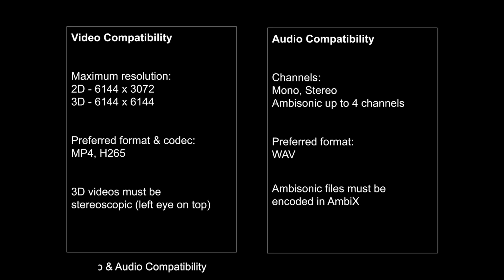Export your video and audio separately. For videos, the maximum supported resolution is 6K, and the preferred format is MP4 codec H.265. For audio, it can be mono, stereo, or ambisonic audios up to 4 channels. Ambisonic audios must be encoded in ambiX format.